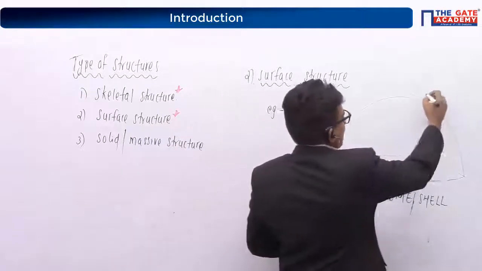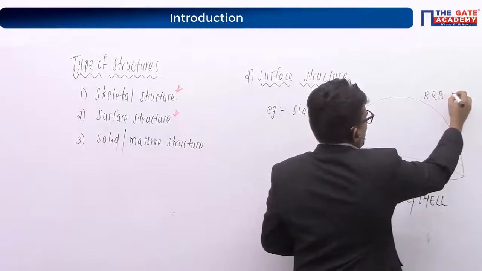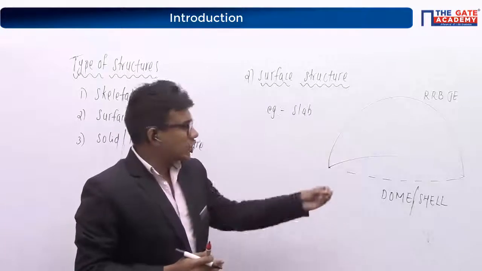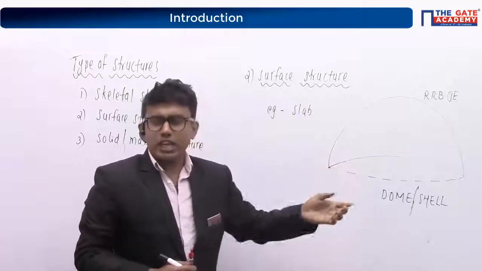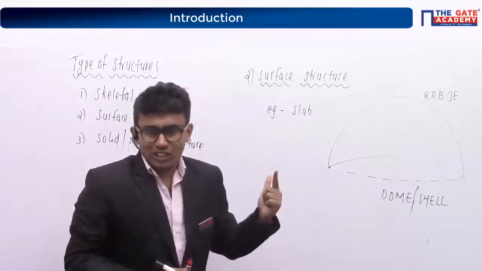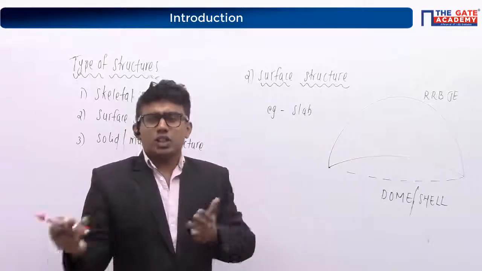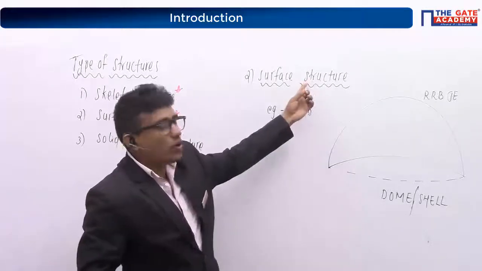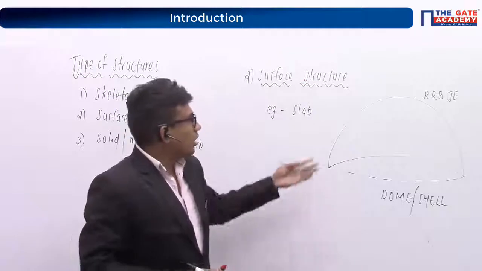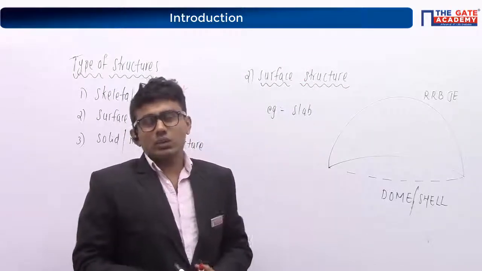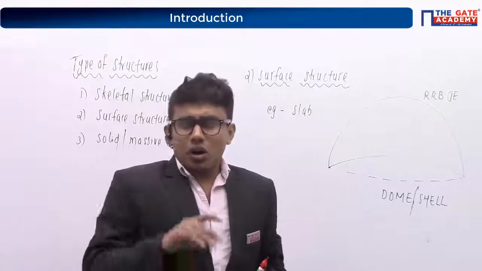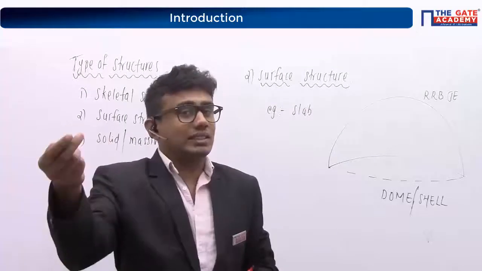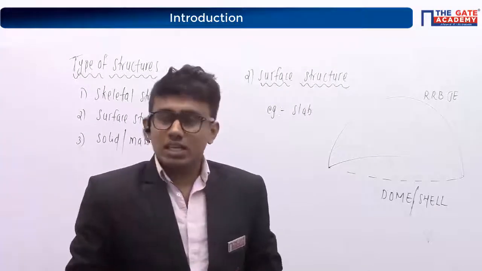It appeared in an exam, I think the RRB JE exam. The question was: shell is a type of, option A surface structure, skeletal structure, massive structure, and some other options, including none of the above. Shell is a type of surface structure. Shell or slab can be considered surface structures. When two dimensions are predominating the third dimension, we call it a surface structure.